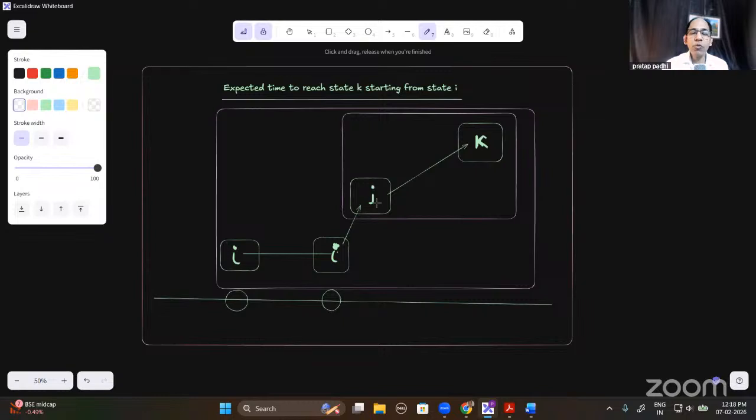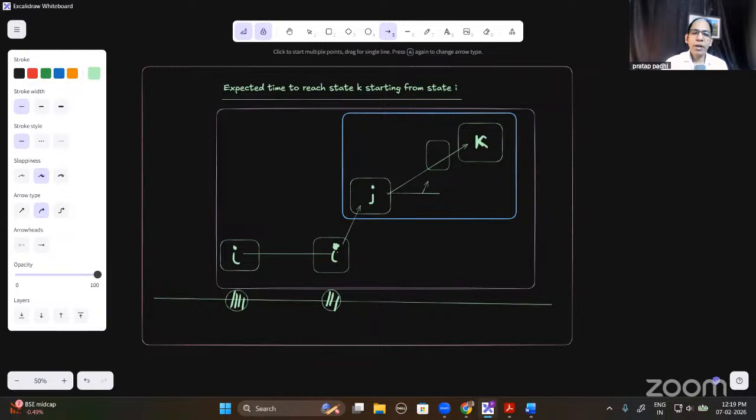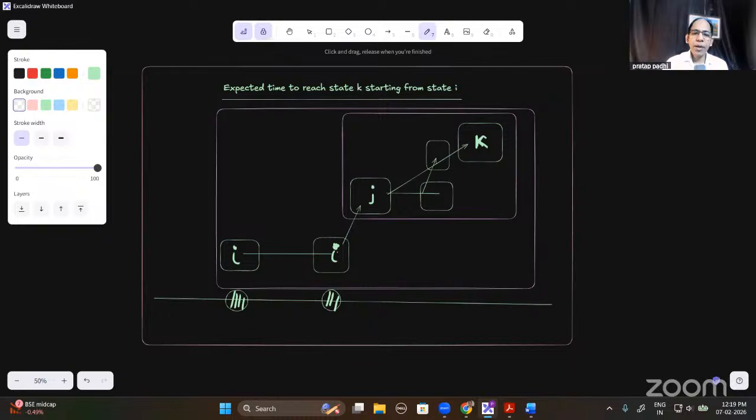If I make a jump to state J when I leave I, again there is no guarantee that I will go directly from J to K. Probably I will stay some time in J, then make a transition to some other state. Then again, from J to K I have to think, and there is no guarantee that I will go directly. Probably there is another state. So we are not solving it yet. This is called recursion.